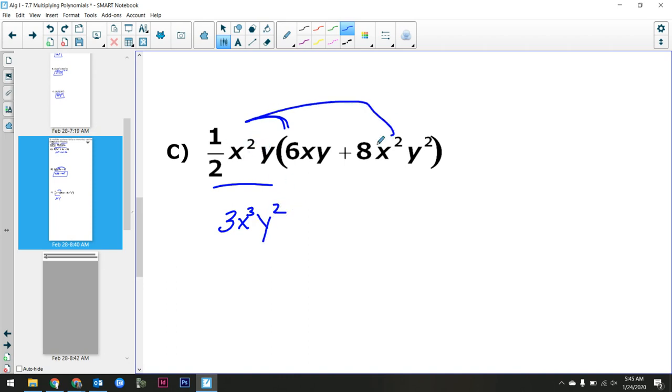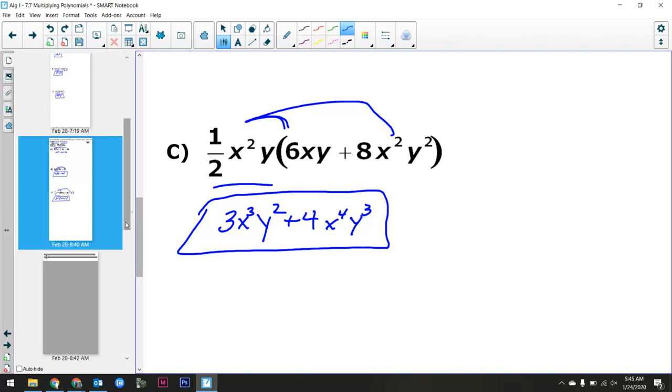Now let's do this. 1/2 times 8, x squared times x squared, y times y squared. Okay, and now are these common terms? Nope.